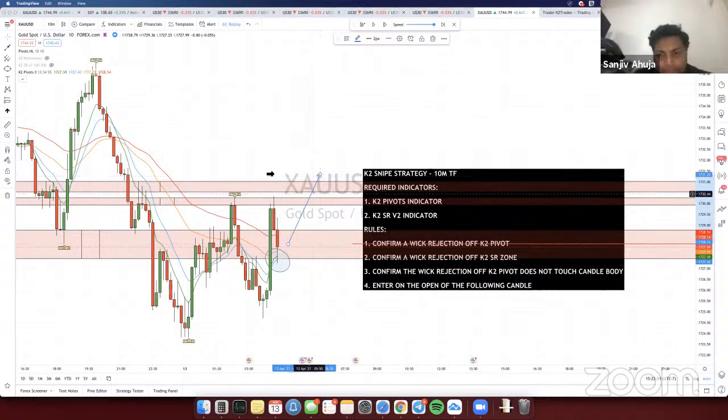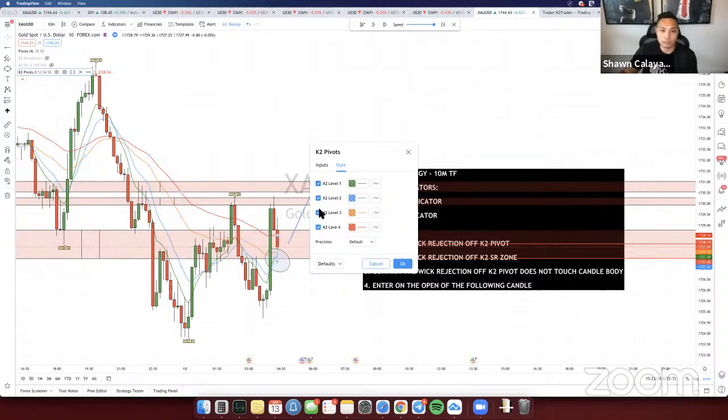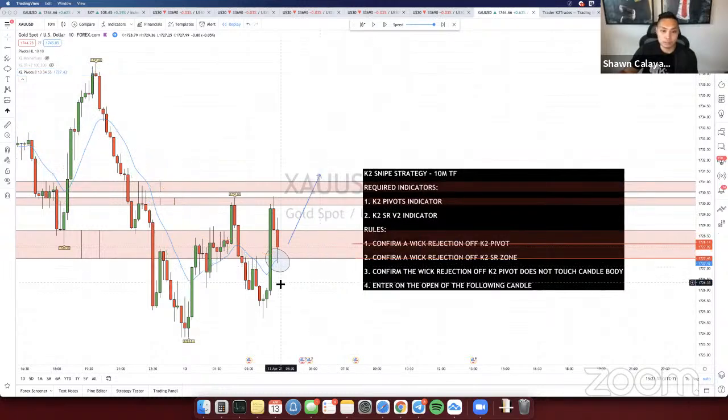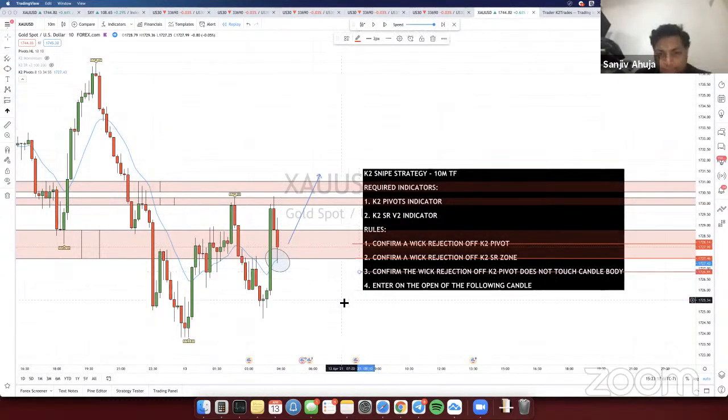Rejecting. Yes. So from right there, we have the wick rejection off the K2 pivot. We have the wick rejection off the K2sr zone. And then lastly, you just want to make sure that this last pivot that it's rejecting off isn't touching the candle body. So if I was to hide all of these pivots here and just show you the blue one, you can see right there that it's not touching the candle body, right? Okay. So under the last candle only? Yes, the last pivot. Okay.